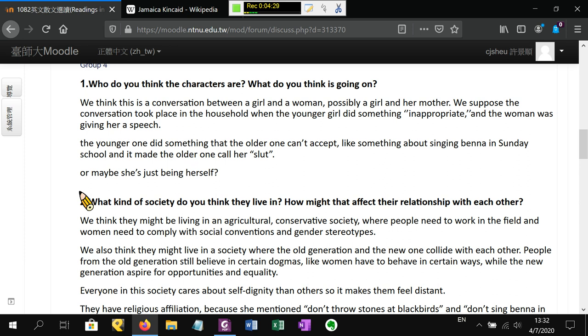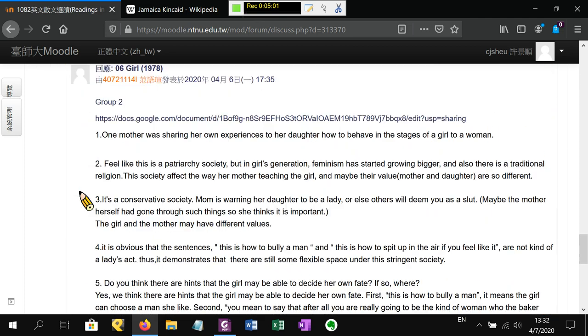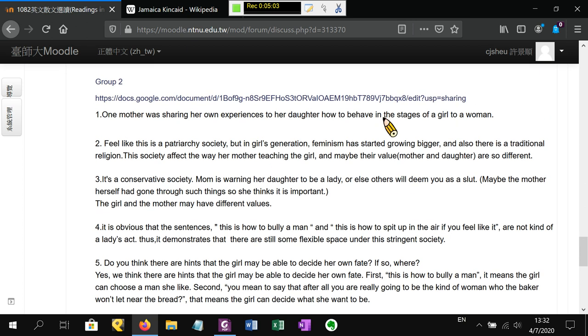And what do you think is going on? Most of you responded like the mother figure is teaching the young girl about what they have to do and what she has to do in society. One group mentioned that it also includes, so it's not just what you should do, but, let's see if I can find it, not just what a young girl should do, but also includes the stages of a girl to a woman.